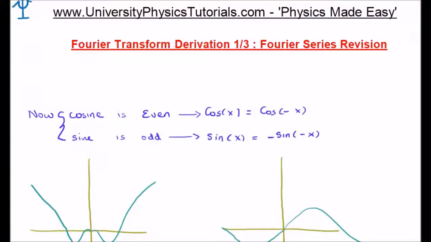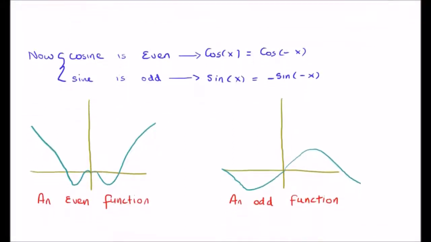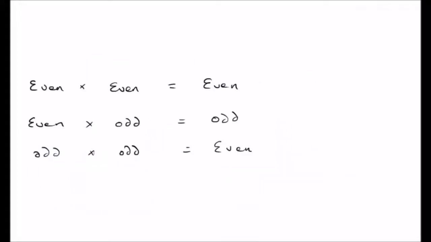The next thing I'd like to discuss is the concept of oddness and evenness. This is very important. Cosine is an even function because it satisfies this particular expression. Sine is an odd function because it satisfies this particular expression. How do we use that in the study of Fourier series? Well, just to suggest what an odd function and an even function would look like graphically, we see here that an even function is symmetric around the y-axis, whereas an odd function is symmetric around the origin. If we then look at the products of odd and even functions, the product of two even functions is even, the product of two odd functions is even, and the product of an odd function and an even function is odd.